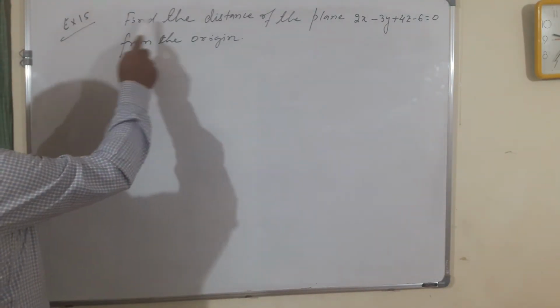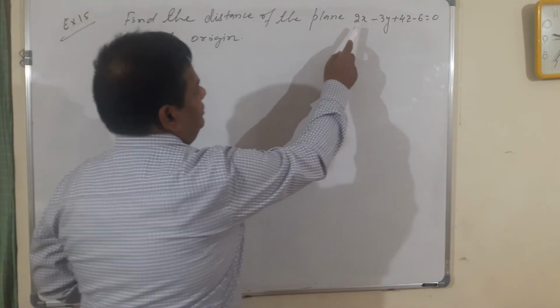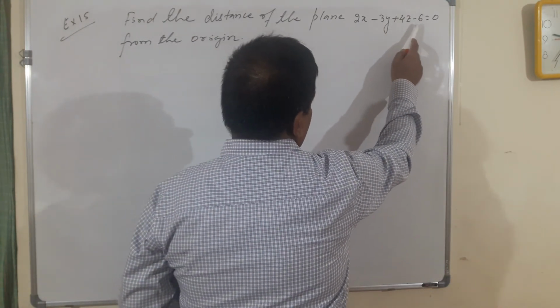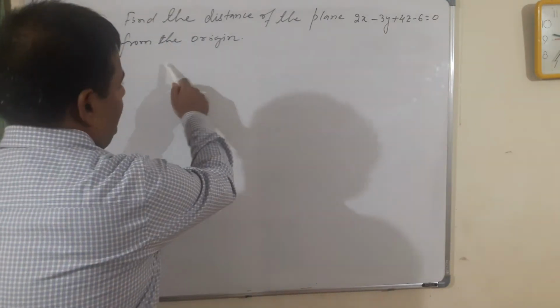Example number 15. Find the distance of the plane 2x minus 3y plus 4z minus 6 equal to 0 from the origin.